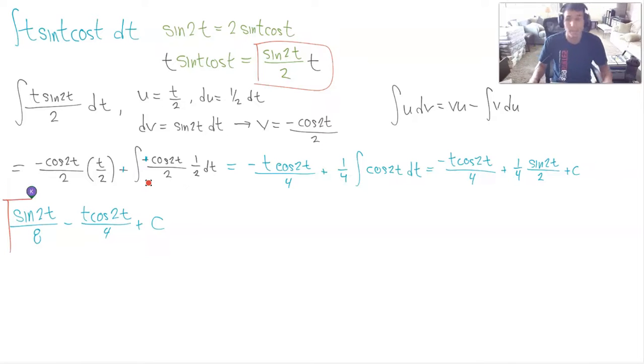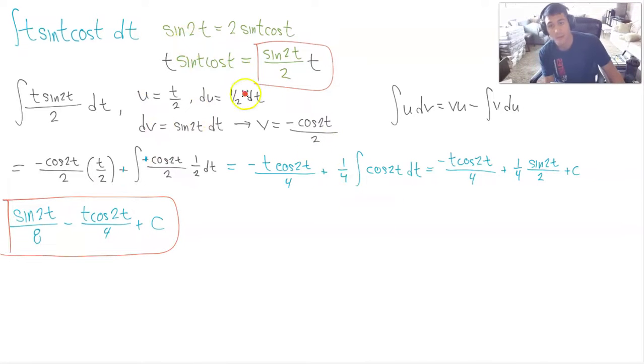So I was correct, right? Trig identity, then integration by parts, right? That's it.